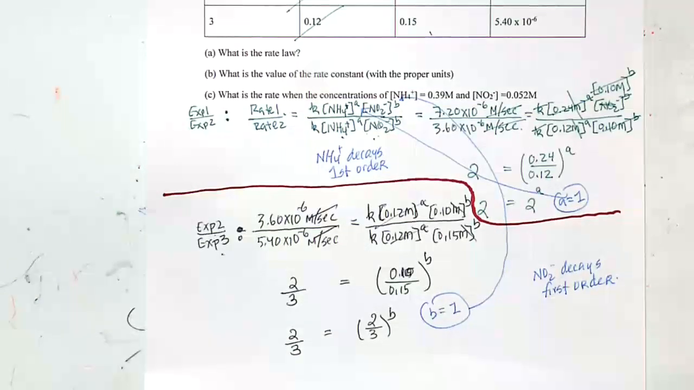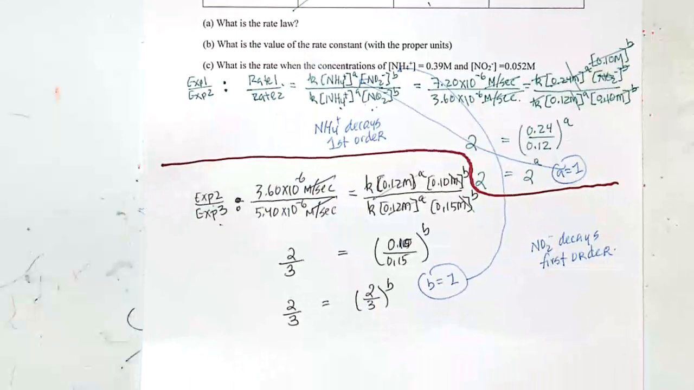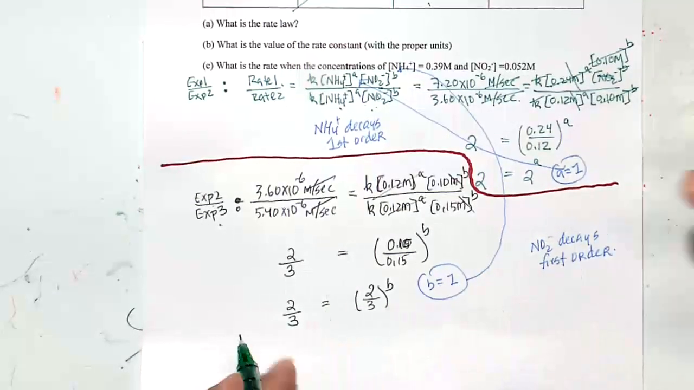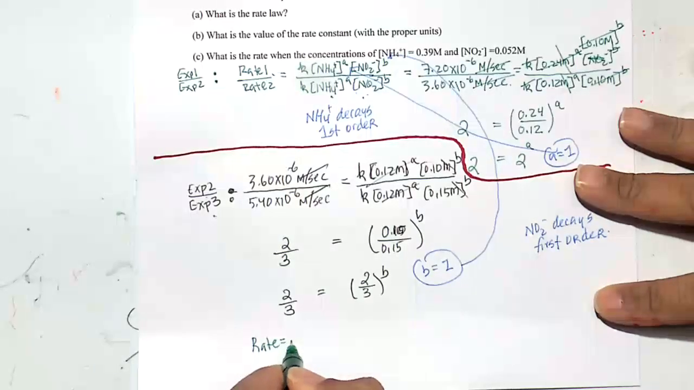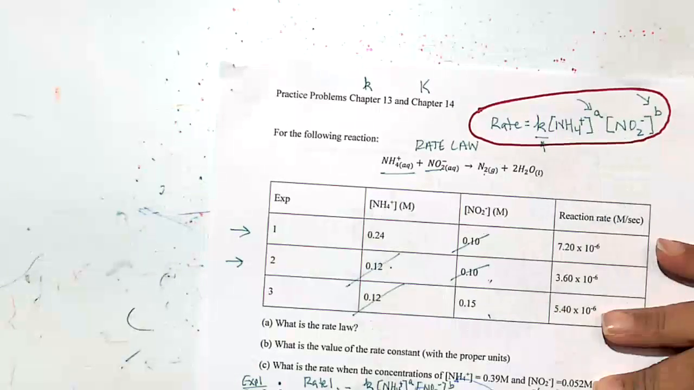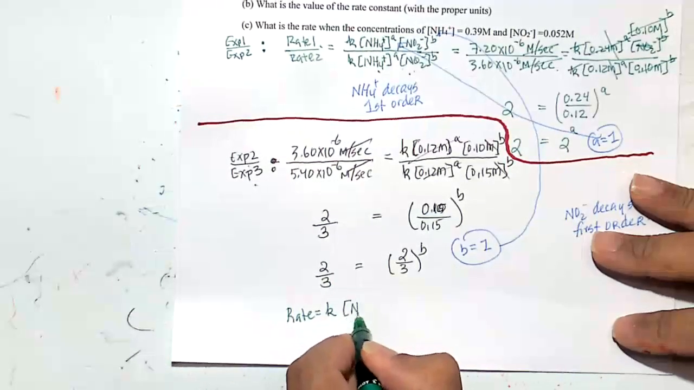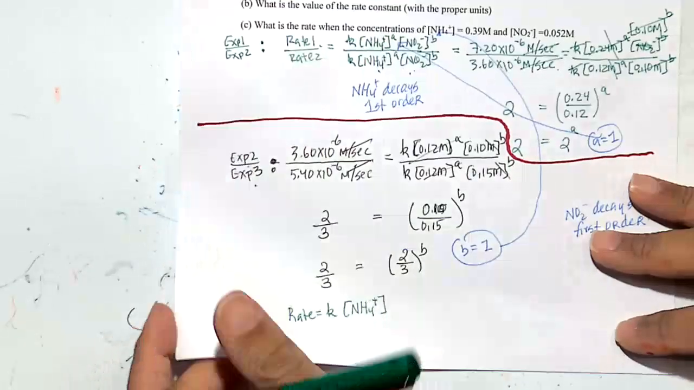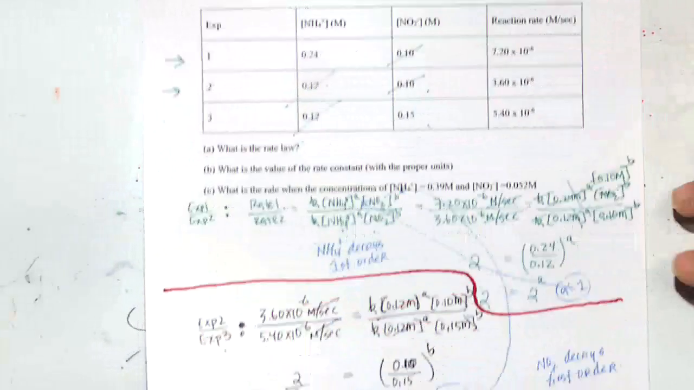Alright, so now we have a rate law. And that rate law is going to be rate is equal to K times NH4 positive, that's the ammonium ion raised to the first power, times NO2 minus raised to the first power.